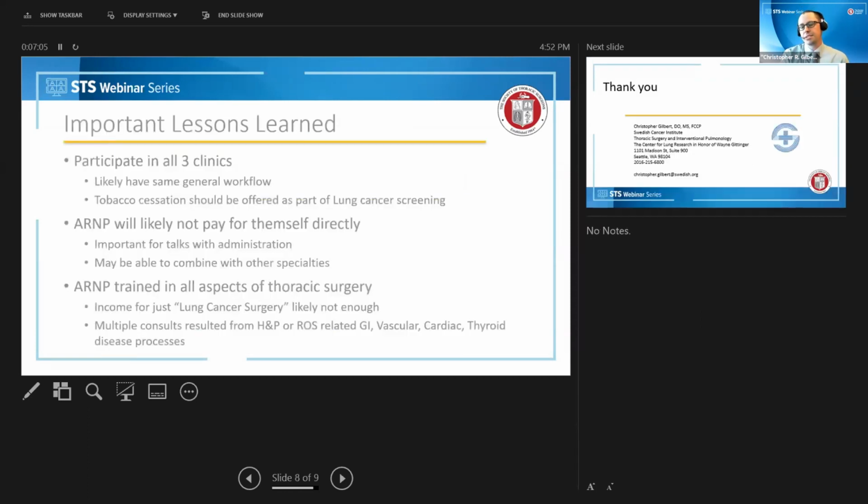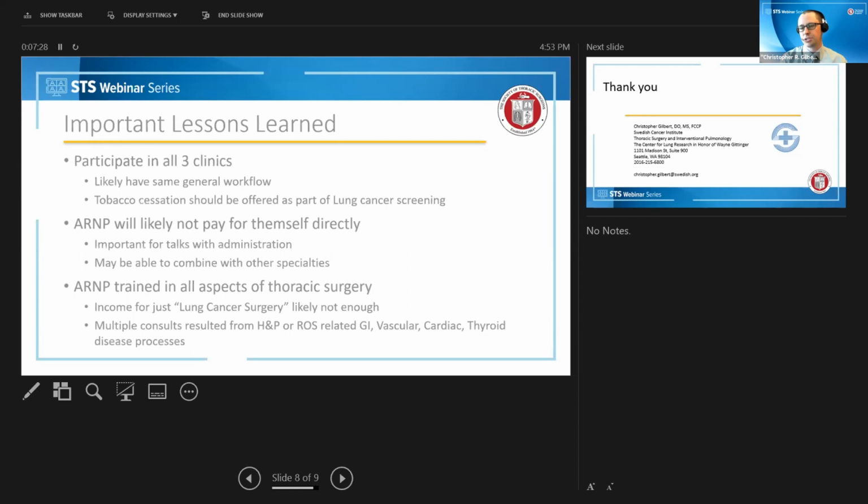So some important lessons that we learned, and I think are particularly relevant to both our study as well as how our practice has evolved, is that we do think it's important that all three clinics, meaning the tobacco cessation, incidental pulmonary nodule, and lung cancer screening, are integrated together. We think that they likely generally have the same workflow.